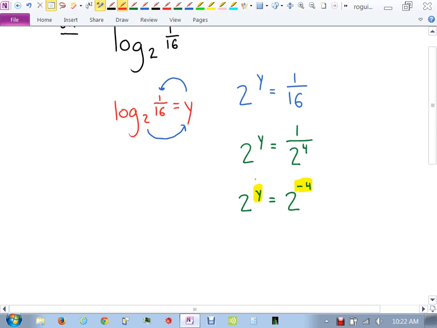Well, yeah, because 2 to the negative 4 is 1/16. That's what it is. So this tells me again, I have the same base on both sides, right? I have 2 and 2, power and power. Those powers then must be equal to each other. So this tells me that my y must be negative 4. So my answer is negative 4.